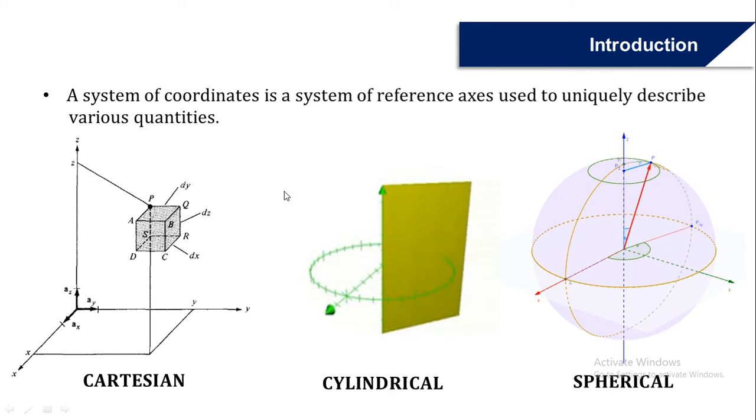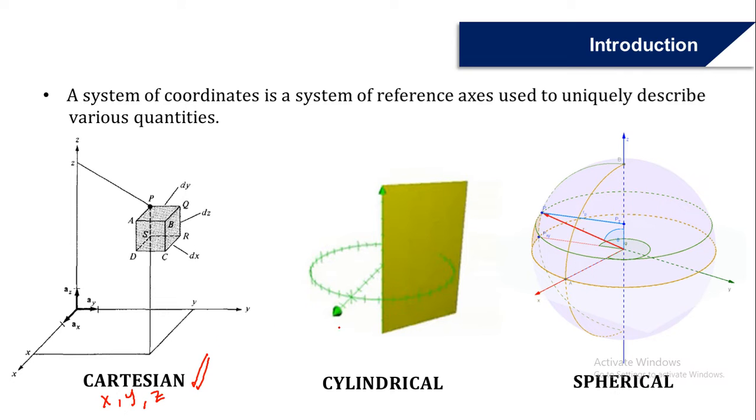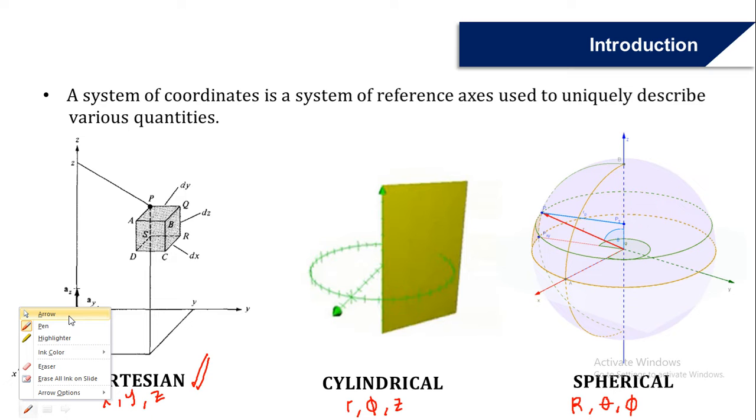So, balikan lang ulit natin yung ating unang pinag-aralan is yung Cartesian. So, that is represented by X, Y, and Z. Sa cylindrical naman, represented by small letter r. And then, meron tayong phi. Right? And then, we also have Z. Dito naman sa spherical, we have the capital letter R, the theta, and phi. So, yan yung ating matatlo sa pinaka-common ng mga reference axes.